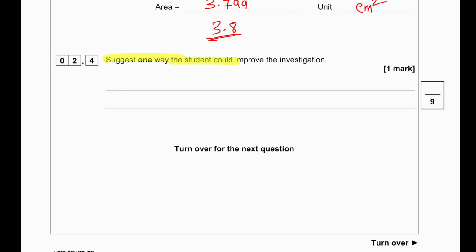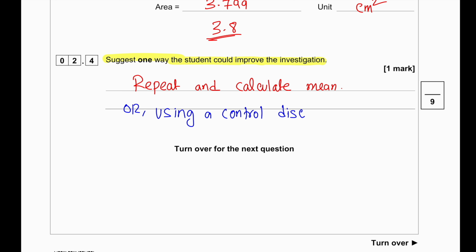Suggest one way the student could improve the investigation. One way of improving any investigation is to repeat and calculate the average or mean. The other ways of improvement would be using a control disk or using a different type of bacteria.